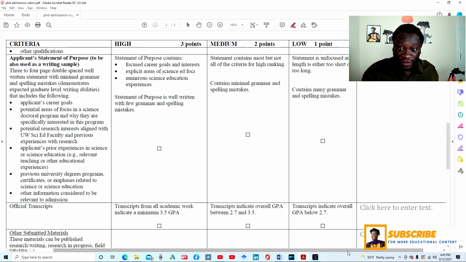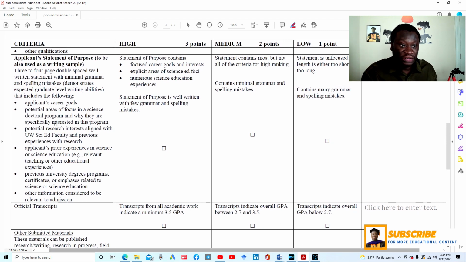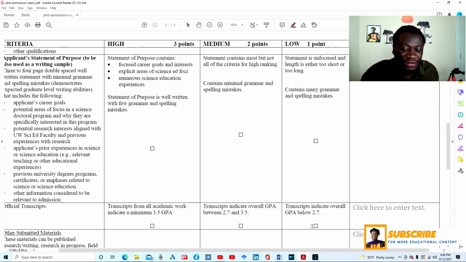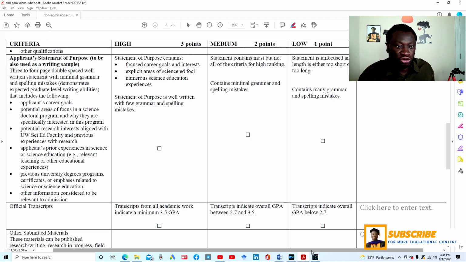Now, this is very, very, very important. The applicant statement of purpose. Your statement of purpose. You can see for this department, they said this particular document is to be used also as a writing sample.